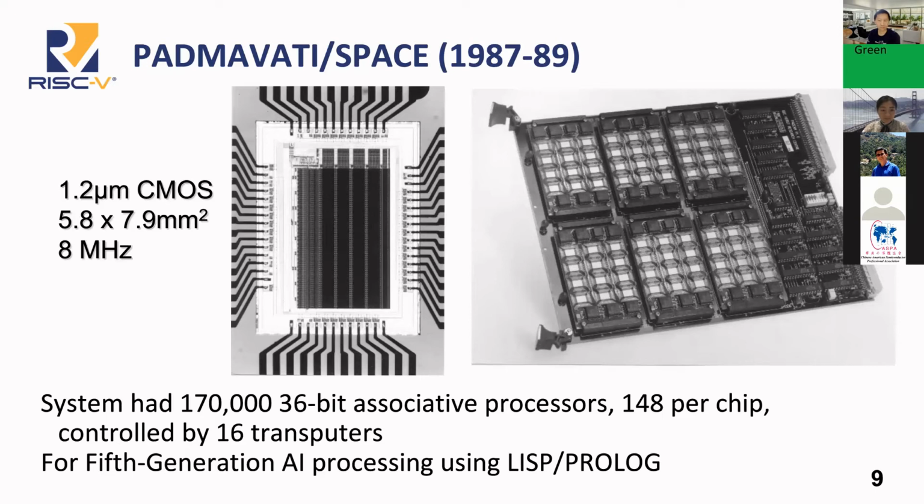And this was really the first chip that I worked on, helped design the architecture of this content addressable parallel processor. There was 148 little processors on a chip, and we packaged many of these into a system controlled by transmitters. So there was a total of 170,000 of these little processors inside this system.